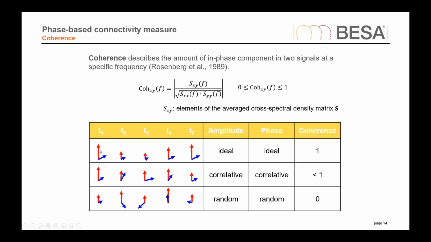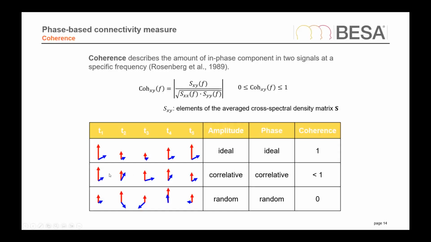And then furthermore, we have a phase relationship between these. And in this scenario, let's say that the phase is always the same. So in this case, it's always about 60 degrees or so between the two, if you imagine the phase being plotted around a circle here. So in that case, we have an ideal amplitude correlation and also an ideal phase relationship, which leads us to a coherence value of 1 between these two channels.